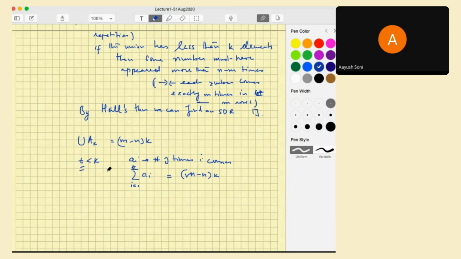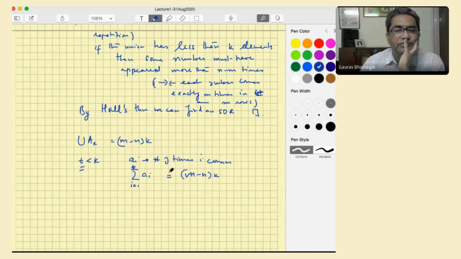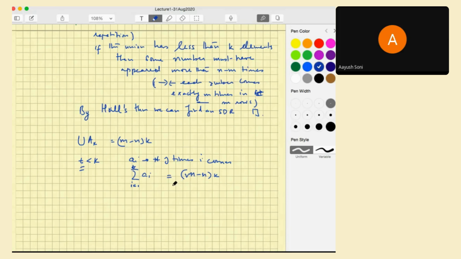So we have t distinct elements. Let ai be the number of times each element occurs, and the total number of elements is m minus n times k. So summation of ai from 1 to t is m minus n times k. So we know that at least one of the ais should be greater than m minus n.